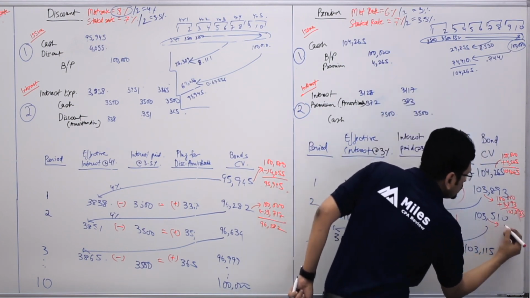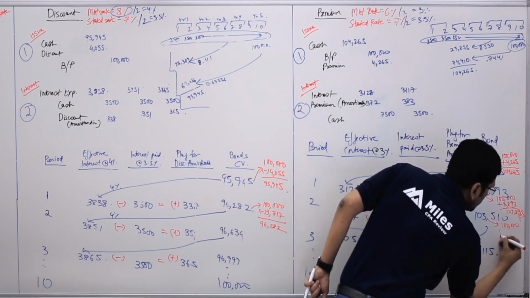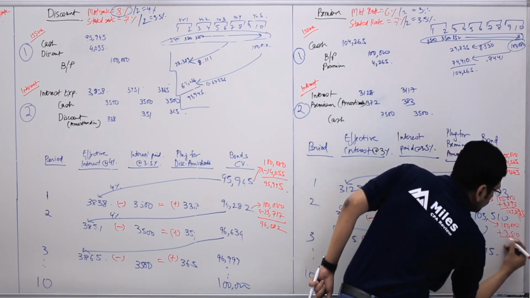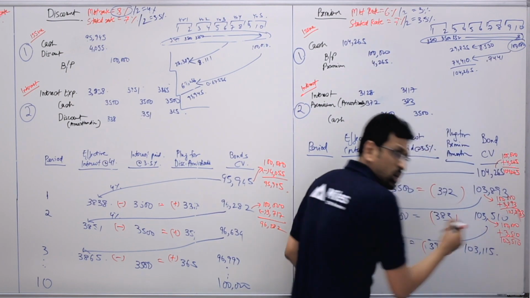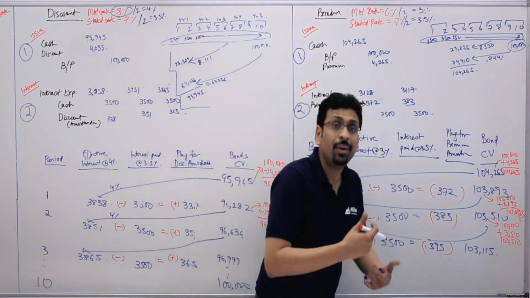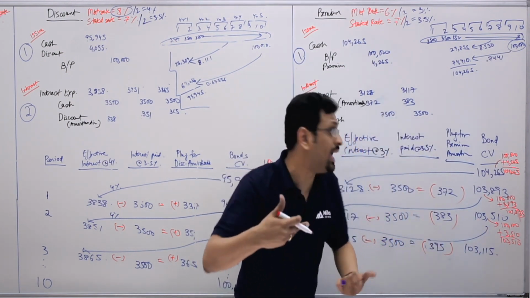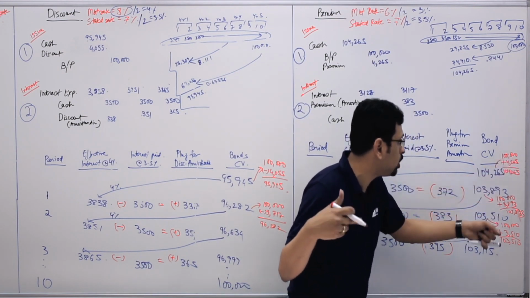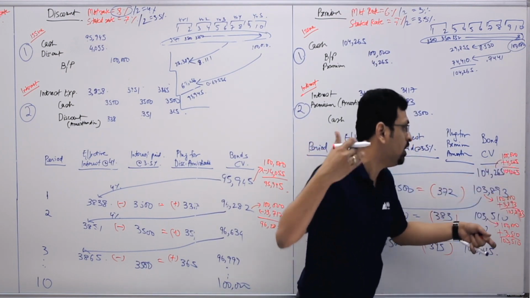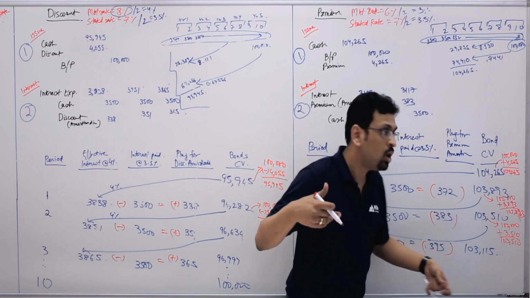When it was 103,510, that is 100,000 face value plus 3,510, it gives you 103,510. So guys, you're getting it right. The premium is reducing, it's getting amortized. The premium was 4,265, it got amortized, reduced to 3,893, further amortized to 3,510.